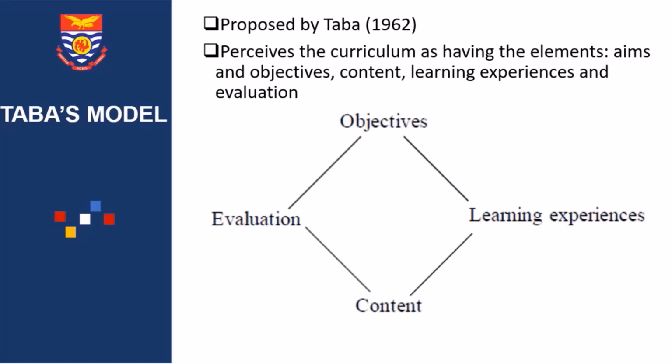And this is basically Taba's model, as you can see on the screen. So it's also a four-step model, but it's not linear as in Tyler's model. So you have objectives, learning experiences, content, and evaluation. So just change of name and change of style. So Tyler was linear, but this one we can see how it is going.